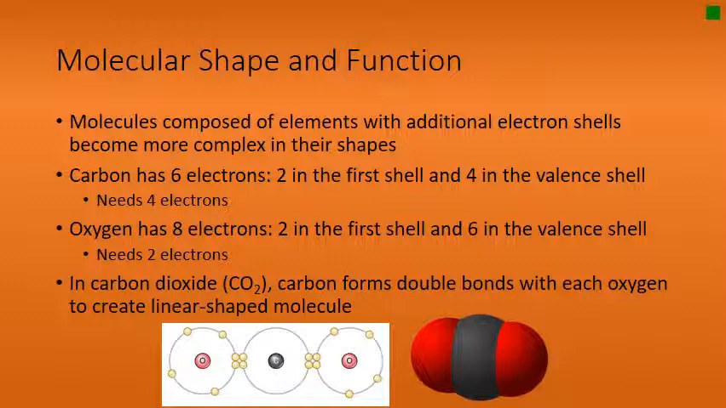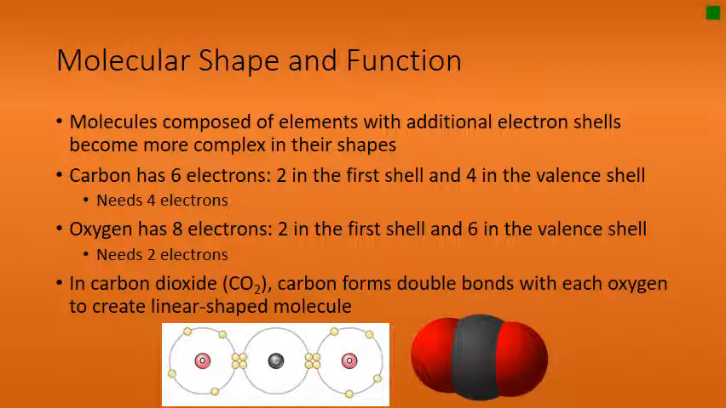Contrast that with carbon dioxide. Again, 1 central atom, only 2 atoms on the outside. But in this case, carbon needs to make 4 bonds. It came with 4 valence electrons. It wants to share 4 times. Each oxygen came with 6 valence electrons. They want to share twice. And the easiest thing for these atoms to do is have the carbon form 2 double bonds, 1 to each oxygen.